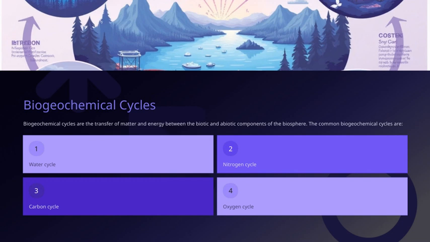For example, the water cycle involves evaporation, condensation, and precipitation, which distribute water across the planet. The nitrogen cycle is crucial for converting nitrogen into forms that plants can use, supporting plant growth. The carbon cycle helps regulate atmospheric carbon dioxide, impacting climate and living organisms. And the oxygen cycle, which is closely linked to photosynthesis and respiration, keeps oxygen levels balanced. Understanding these cycles is fundamental to grasping how ecosystems function and how interconnected all life on Earth truly is.